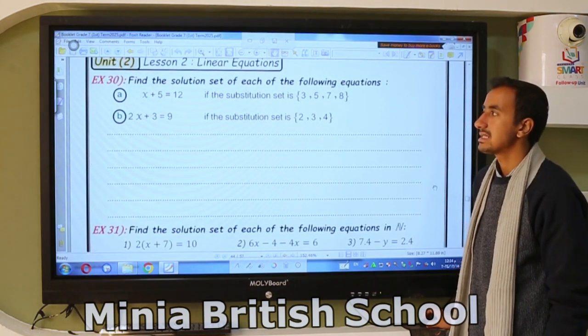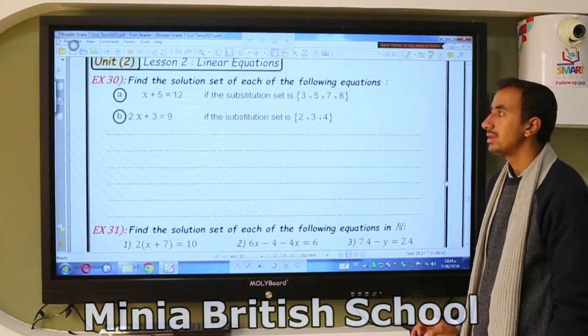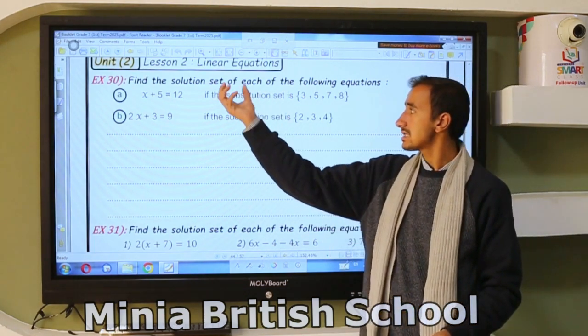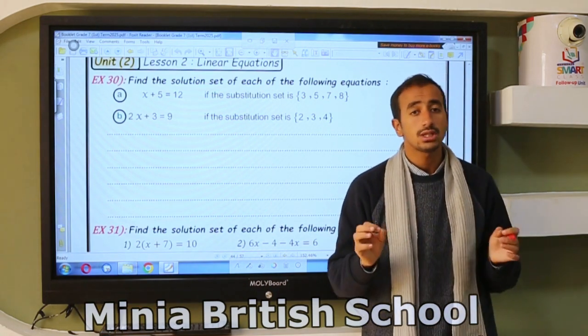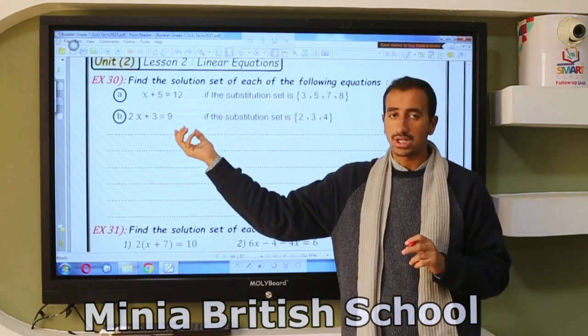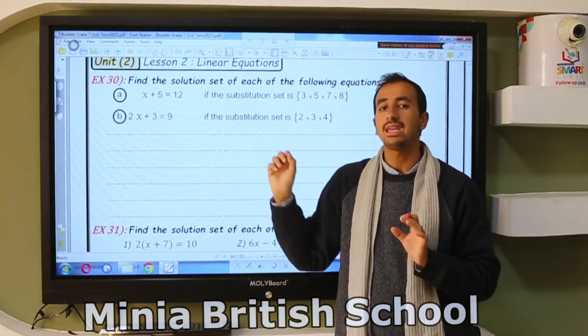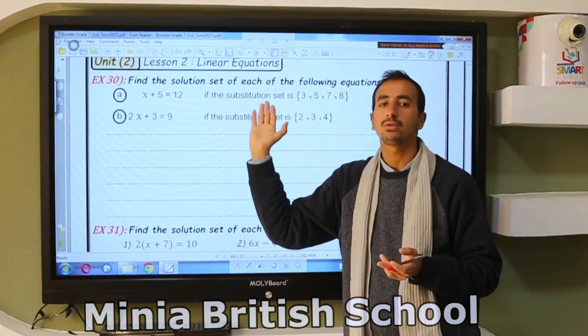Lesson 2, and this is the last lesson in algebra. Lesson 2 in unit 2, linear equation. Find the solution set of the following. What is the meaning of the solution set? The solution set is the set of elements that satisfy this equation. If we have x plus 5 equals 12, what is the number that can satisfy this equation to be correct?